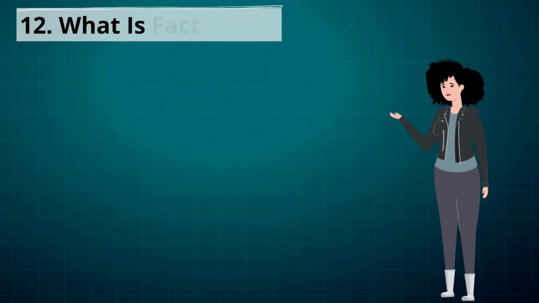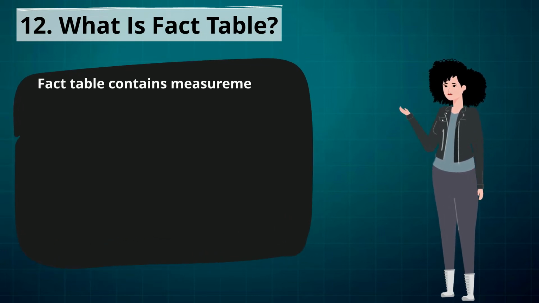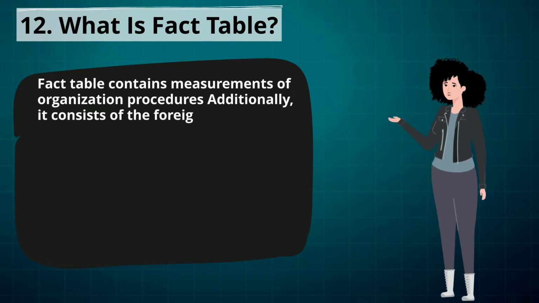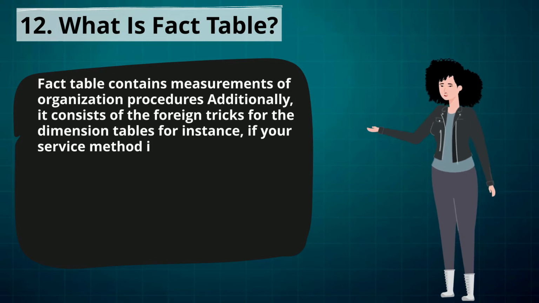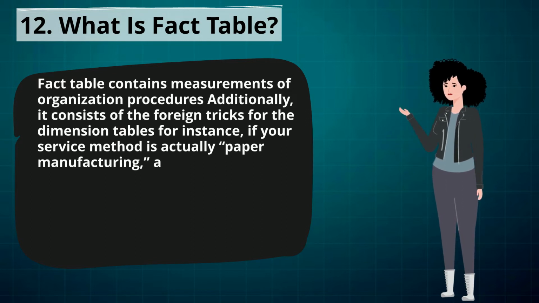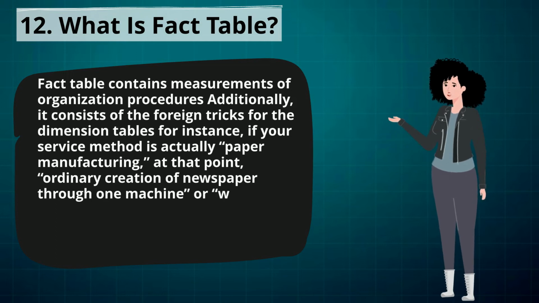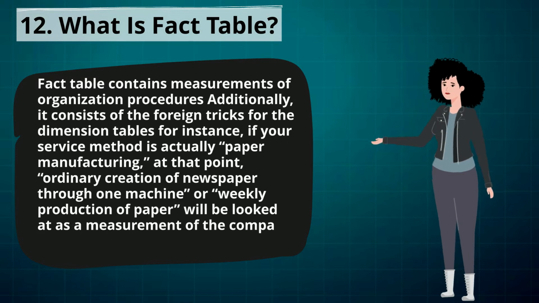12. What is fact table? Fact table contains measurements of business processes. Additionally, it consists of the foreign keys for the dimension tables. For instance, if your business process is paper manufacturing, then ordinary production of paper by one machine or weekly production of paper will be looked at as a measurement of the business process.